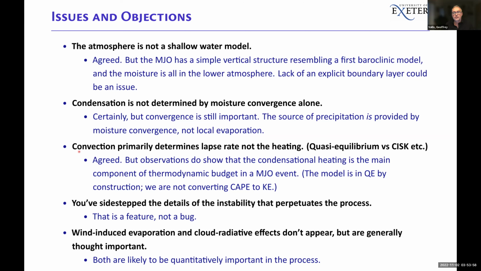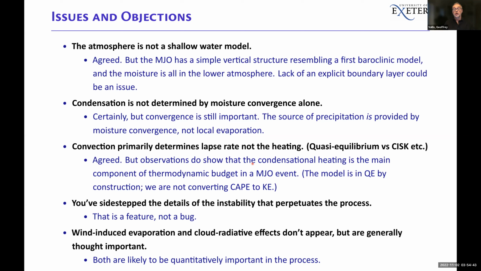This third objection is one that some professional tropical meteorologists like to make. The convection primarily determines the lapse rate and not the heating, which is a long-standing argument between people who believe in quasi-equilibrium versus conditional instability of the second kind. And I don't want to get into this argument. It's a technical one and a slightly arcane one, I think.